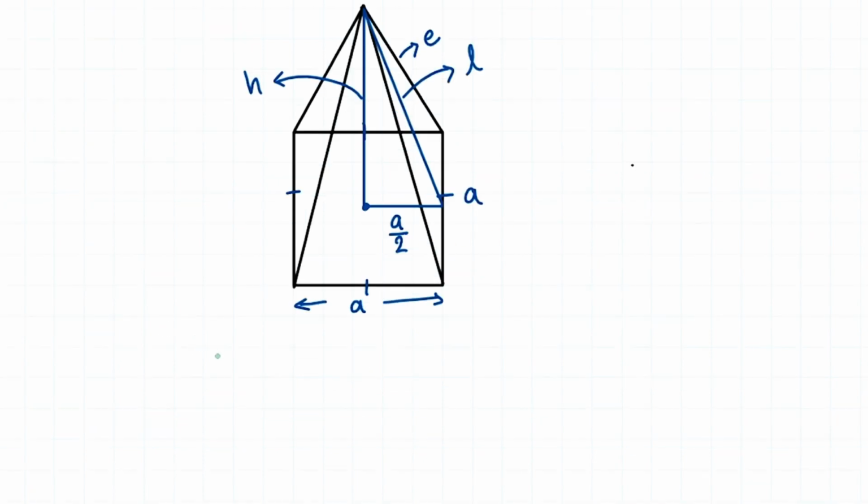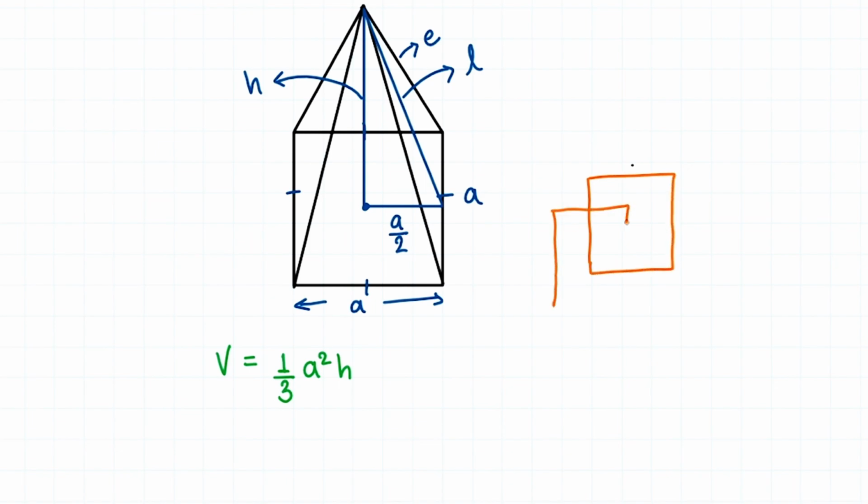So first, the formula for volume of the pyramid is 1 by 3 A square H. Now, where did this formula come from? So let's say we have a cuboid. Then we know that the formula for volume of the cuboid is L into B into H, right? So this is our length, this is our breadth, and this is our height.